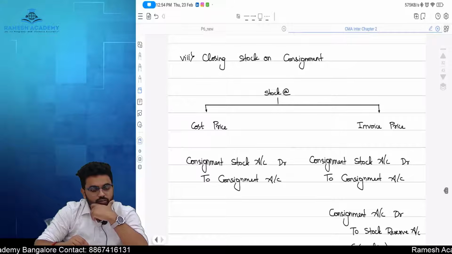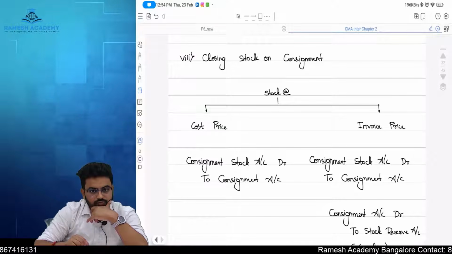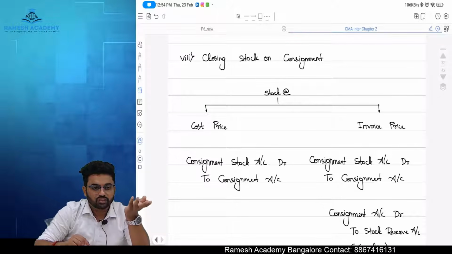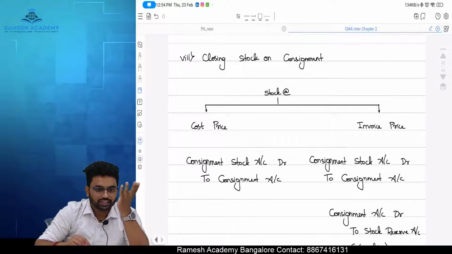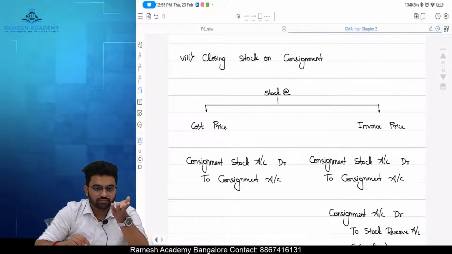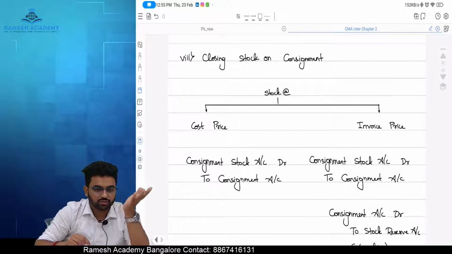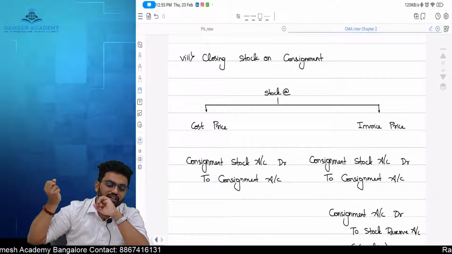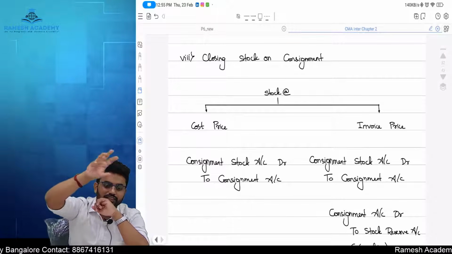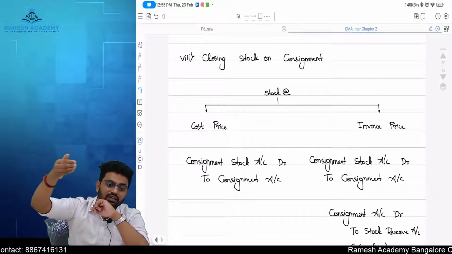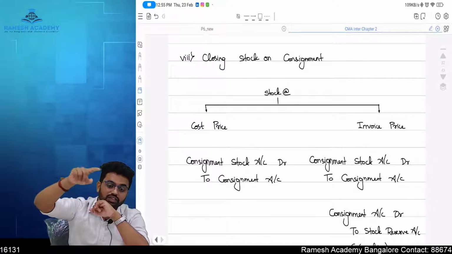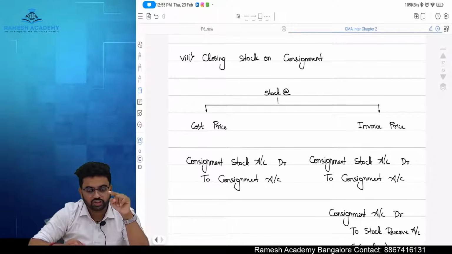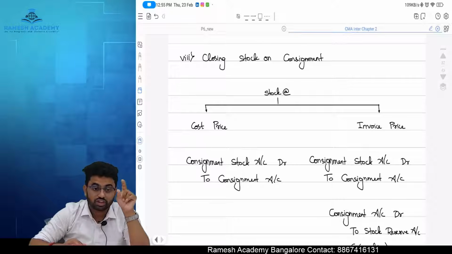Next is the closing stock. When the closing stock is at cost price, the usual closing stock entry is: closing stock will be our asset, so consignment stock account debit to consignment account. When it is at invoice price, of course we have to eliminate the loading. What will be the first entry? The normal entry: consignment stock account debit to consignment account. Later, a reversal entry: consignment account debit to stock reserve account. For opening stock and closing stock, it is not consignment stock, it is stock reserve.